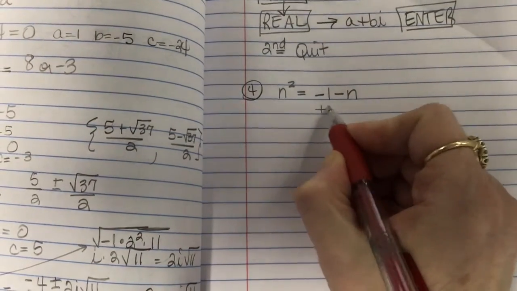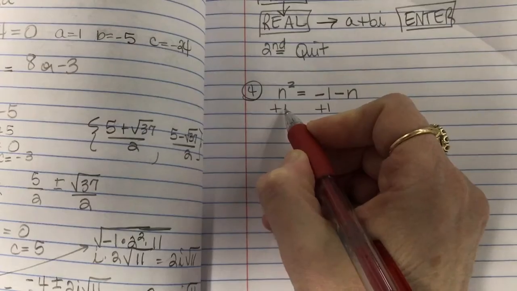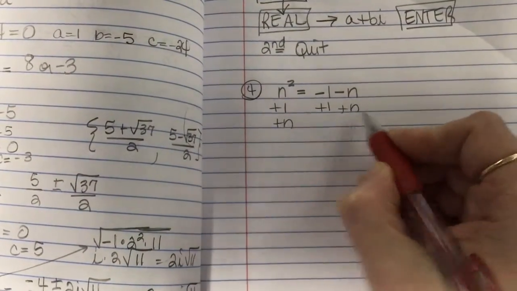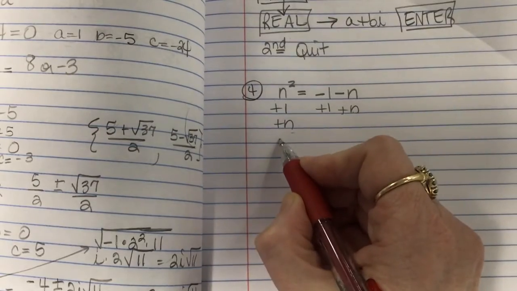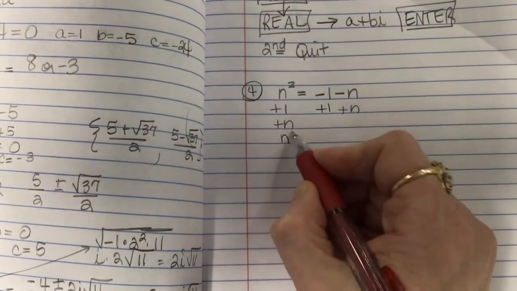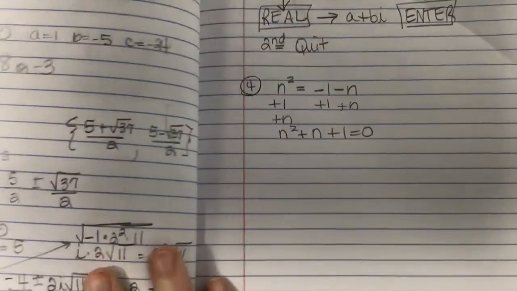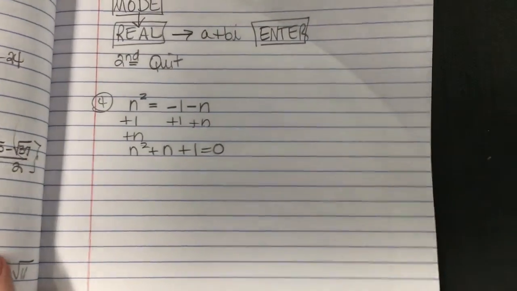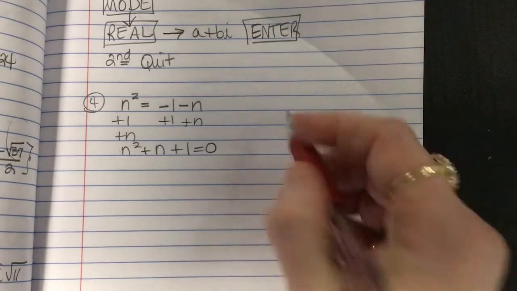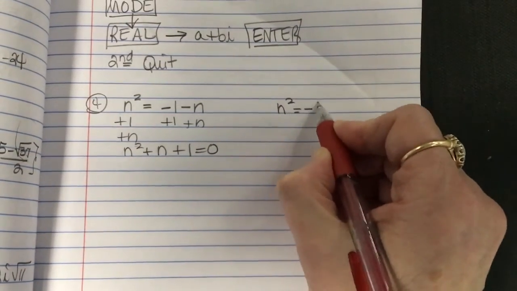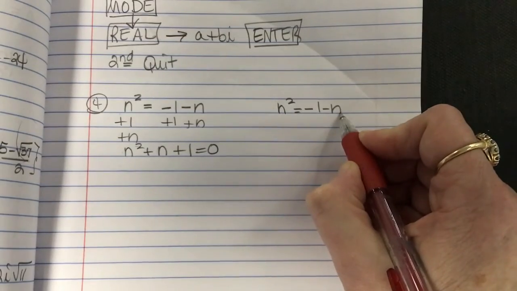With this problem, with the calculator, it won't matter. I'm going to move this over here with this. I'm going to move this over here. And I end up with, in standard form, n squared plus n plus 1 equals 0. Is this wrong? No. N squared equals negative 1 minus n. You can write this down if you want to.